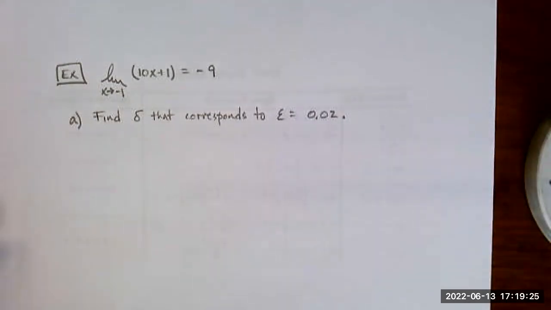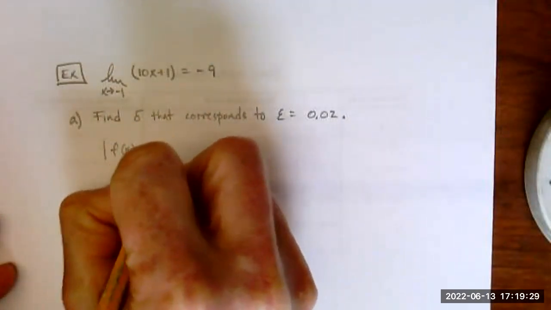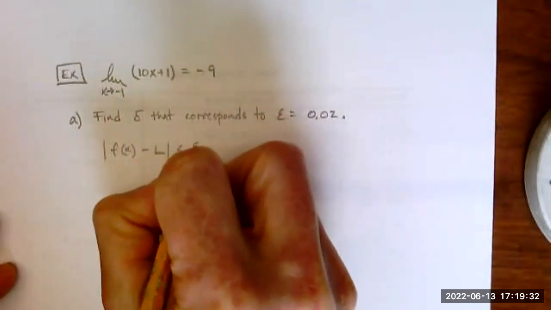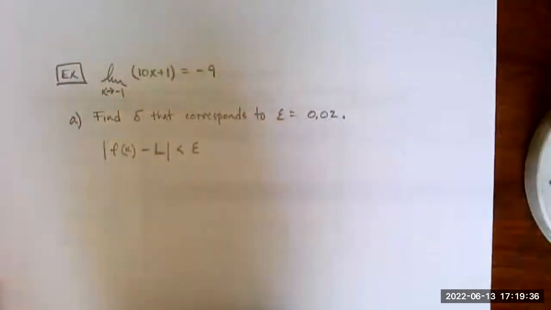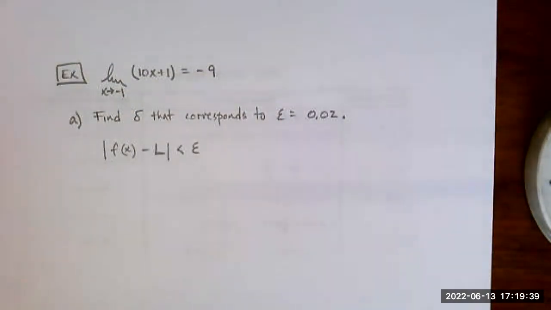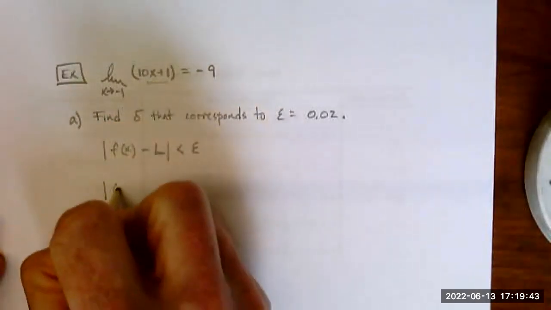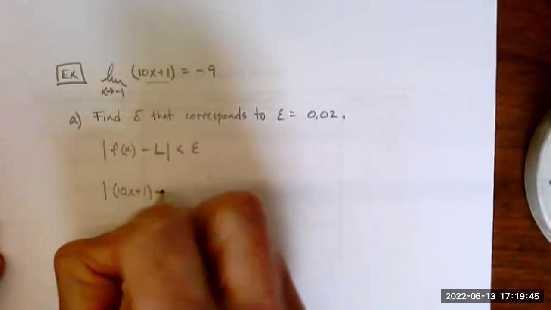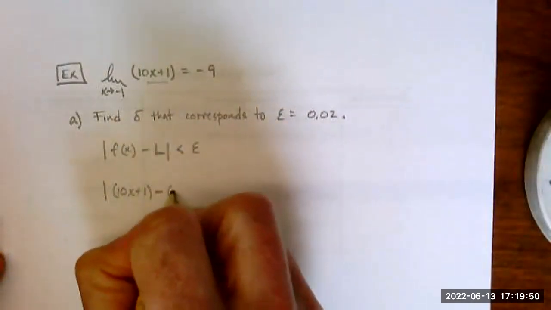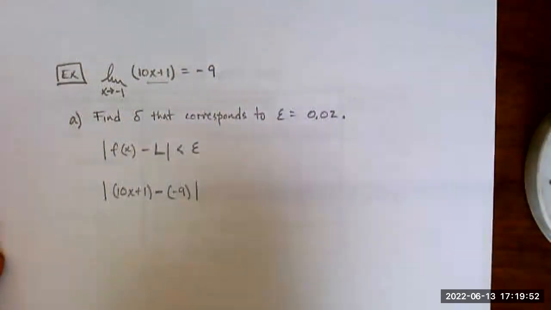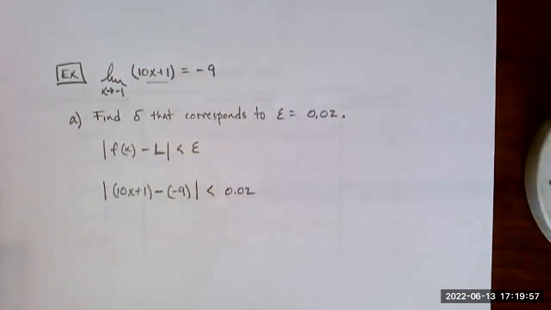So here's where we begin. This part. The absolute value of f of x minus L less than epsilon. And in this case, we're just going to plug in our parts. So there's f of x, 10x plus 1. L is the answer to the limit, -9. That's less than our epsilon, 0.02.